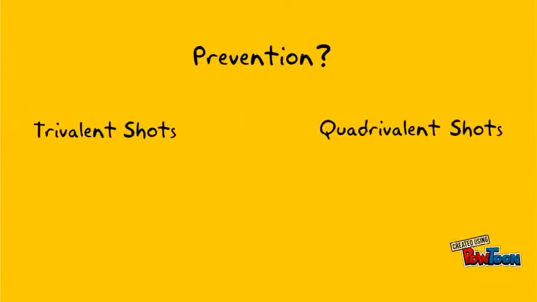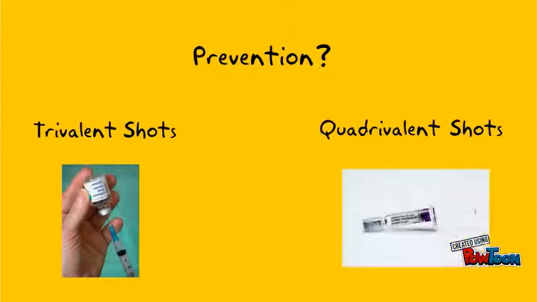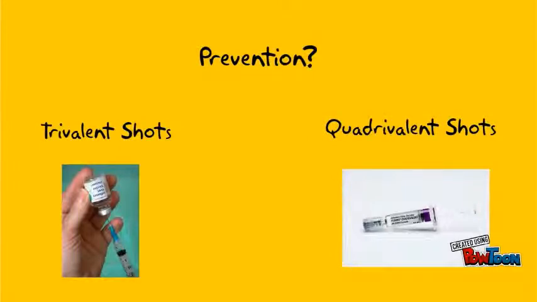Are there any ways we can prevent infection of the flu? Actually, there are 2 ways: trivalent and quadrivalent. Trivalent shots come in many forms. The traditional shot for anyone over 6 months old just has a large needle that would go into your calf or your arm. Intradermal shots are the same shot with a shorter needle for ages 18 to 64.